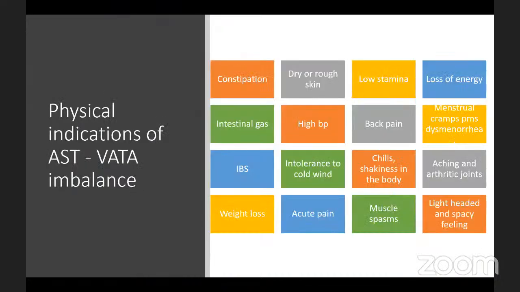And physically, you can see so many problems like constipation. Skin becomes dry, rough. There will be less stamina, less energy, a lot of bloating and gaseous distension, intestinal gas production. BP increases, menstrual cramps, dysmenorrhea increases, irritable bowel syndrome, intolerance to cold wind, chills and shaking in the body, aching in arthritic joints, weight loss, acute pain, muscle spasms, head becomes light and spacey as if there is nothing inside. All these things happen when there is a disturbance in Vata.